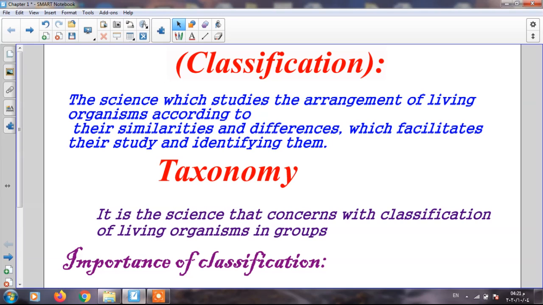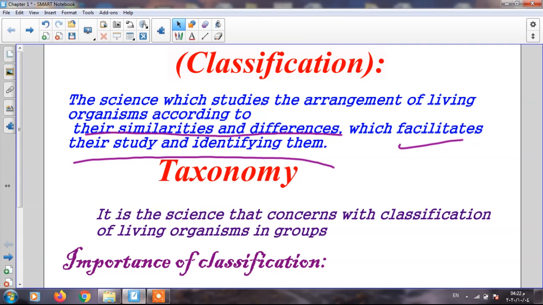Due to the enormous diversity in living organisms, the need for a classification process appeared. What's meant by classification? Classification means the arrangement of living organisms according to their similarities and differences among the living organisms. What is the importance of classification? Classification aims to facilitate the study of living organisms and identify them. The science itself which studies classification is called taxonomy.